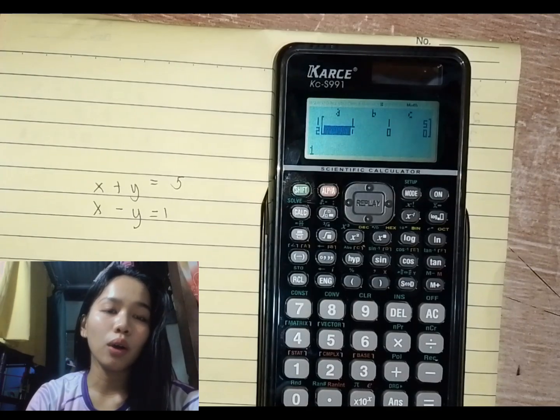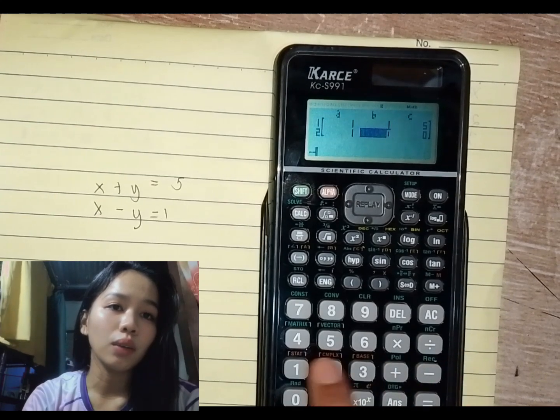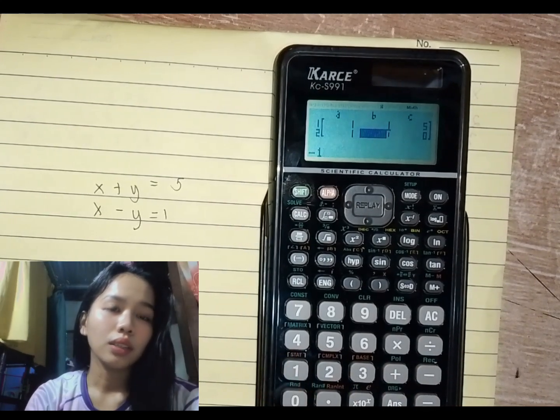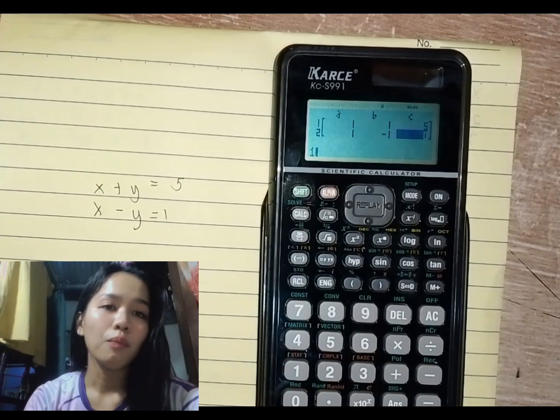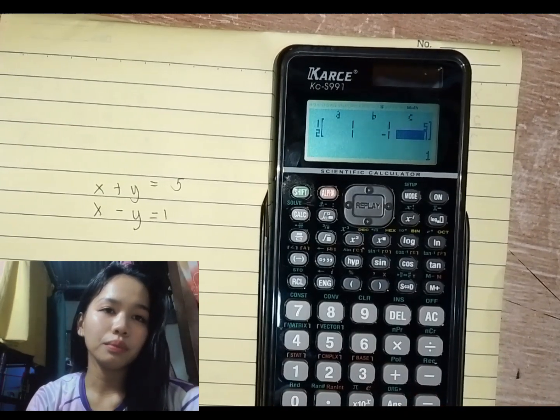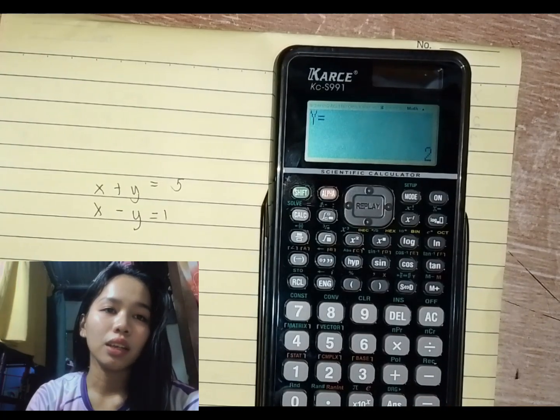Negative 1, because x minus y, so negative y is equal to negative 1. Then we need to press the equal sign to show the values of x and y. That is the final answer.